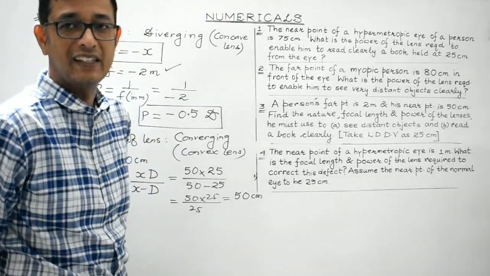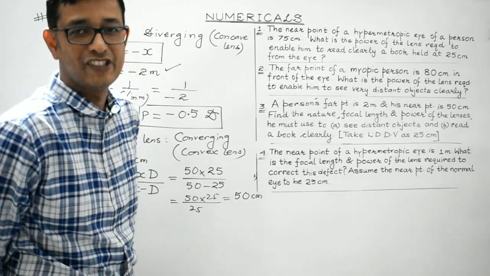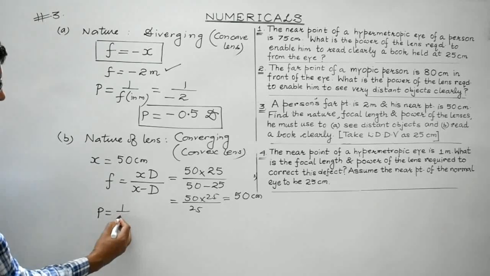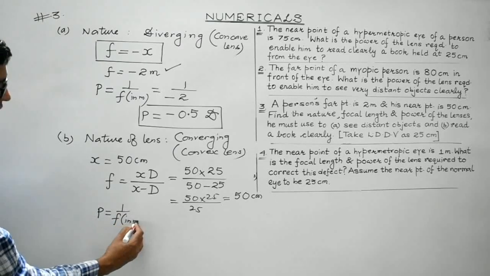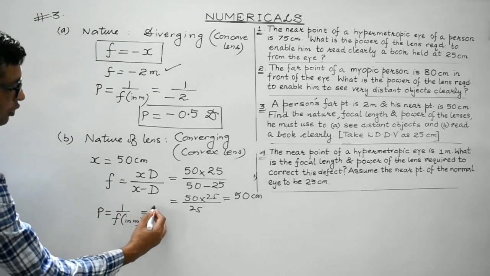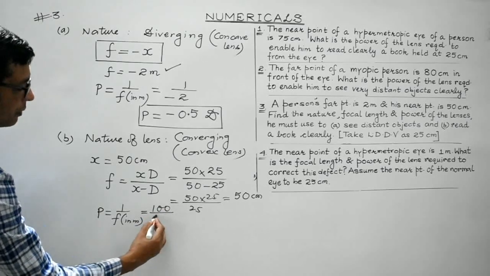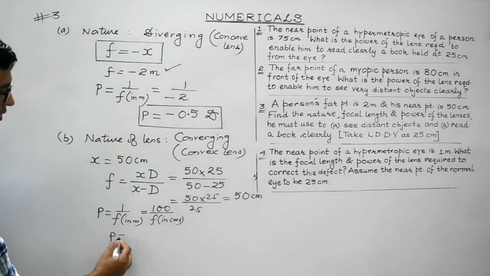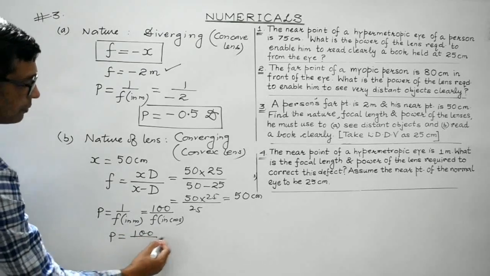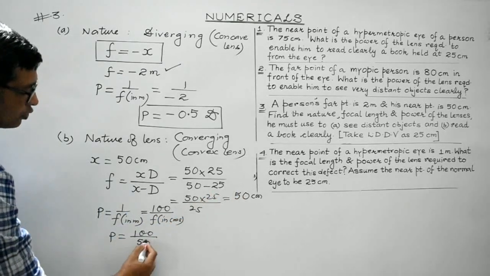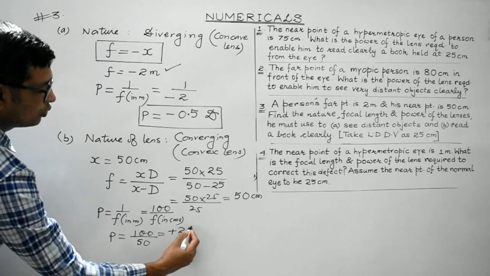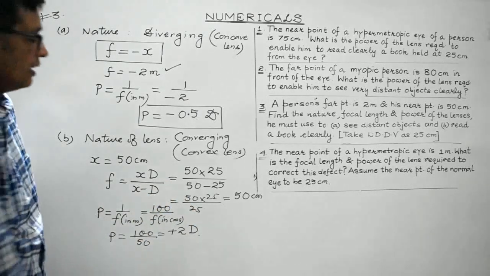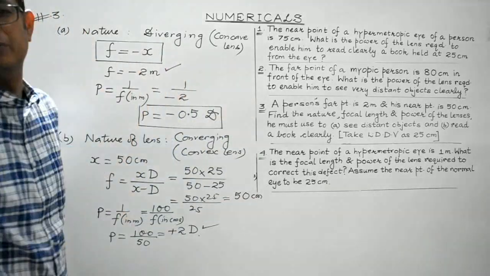Positive sign indicates that it must be of converging nature, right? So what about the power then? It is the reciprocal of focal length in meters. So it will be equal to 100 divided by f, if f is considered in centimeters. So that will give us 100 divided by 50, which is equal to plus 2 diopter. So students, that's the answer of the second part of question number 3.